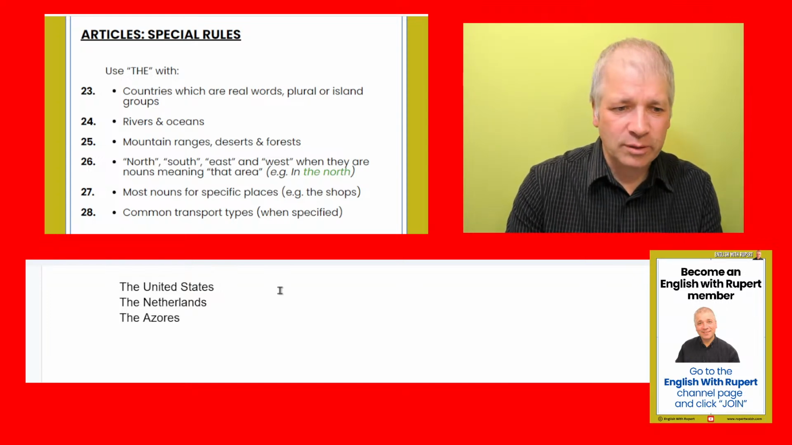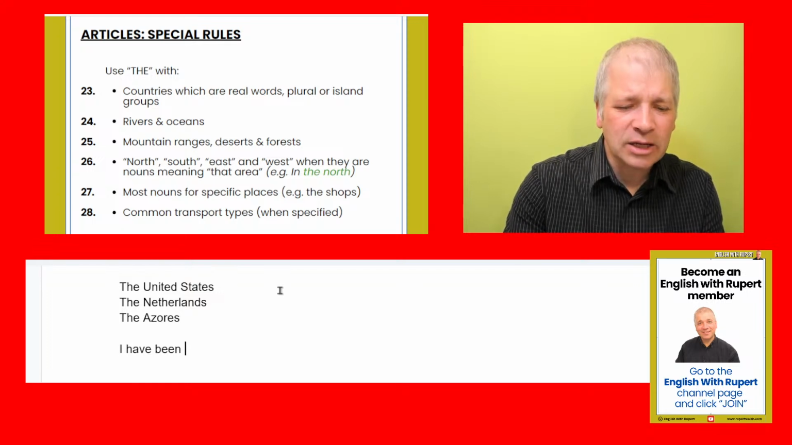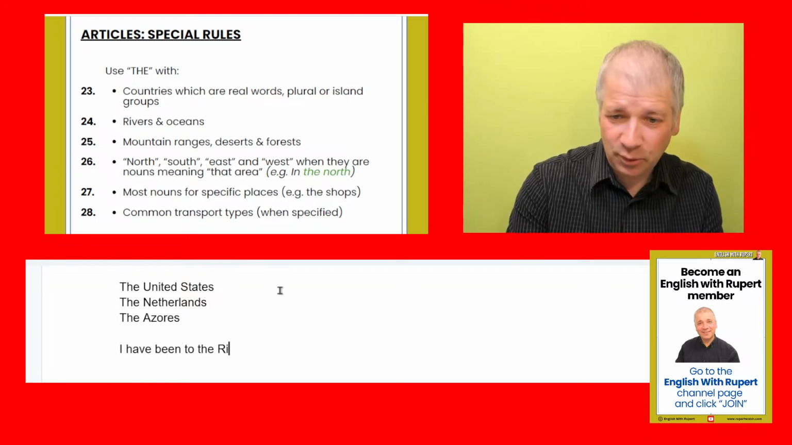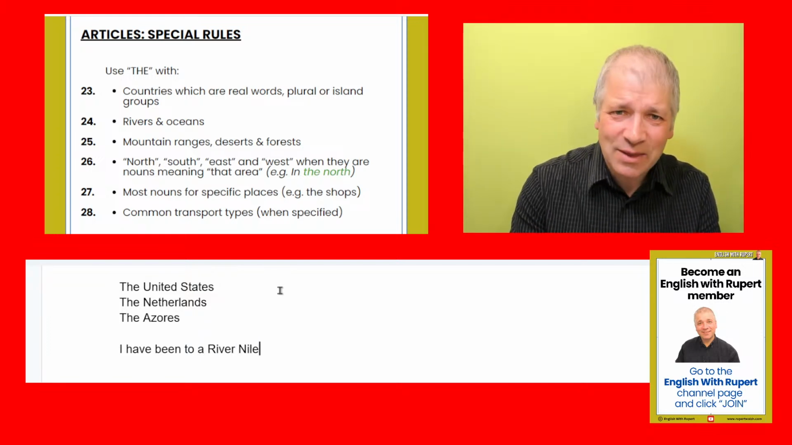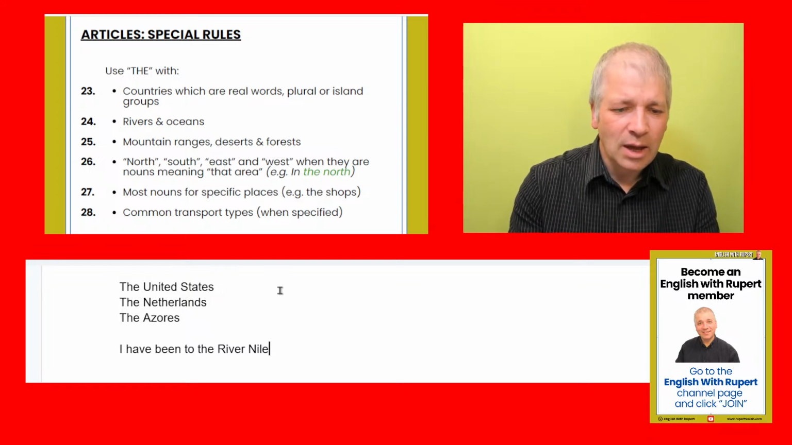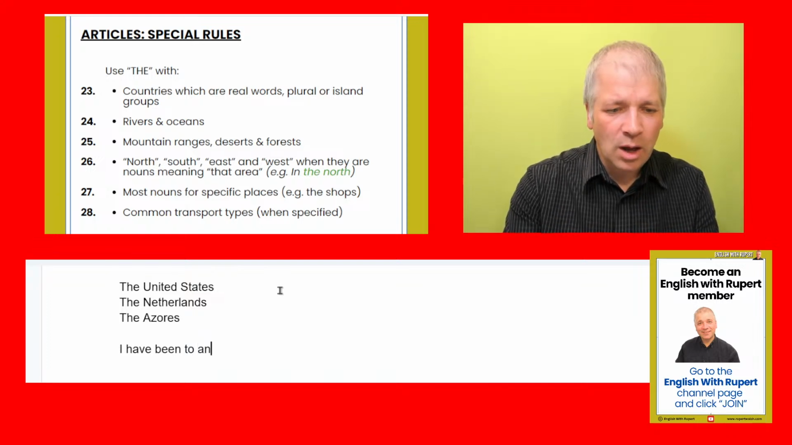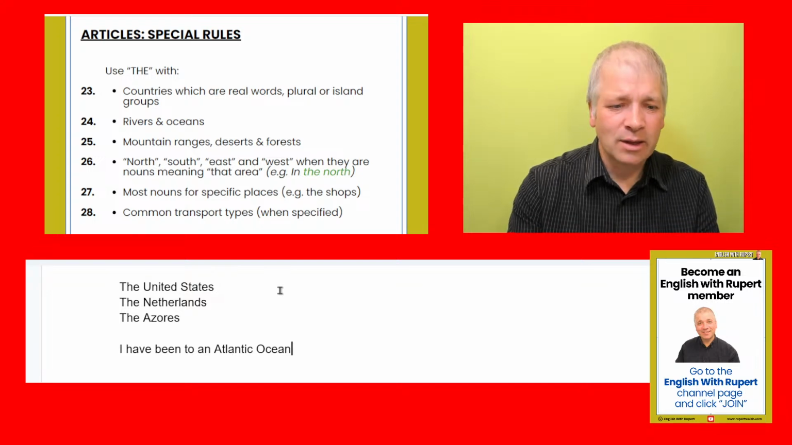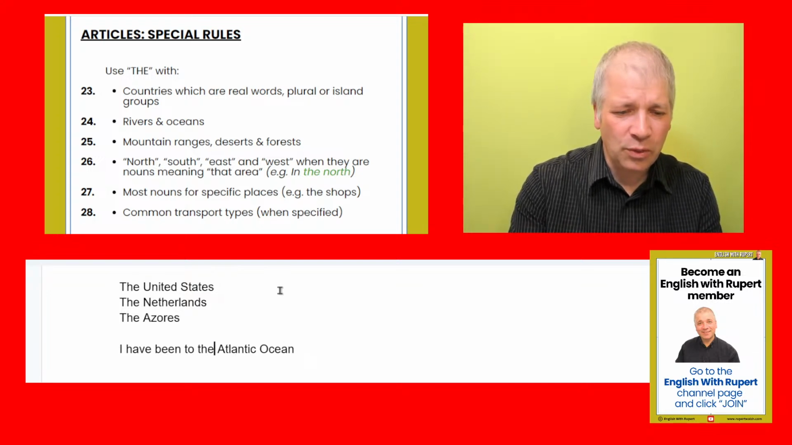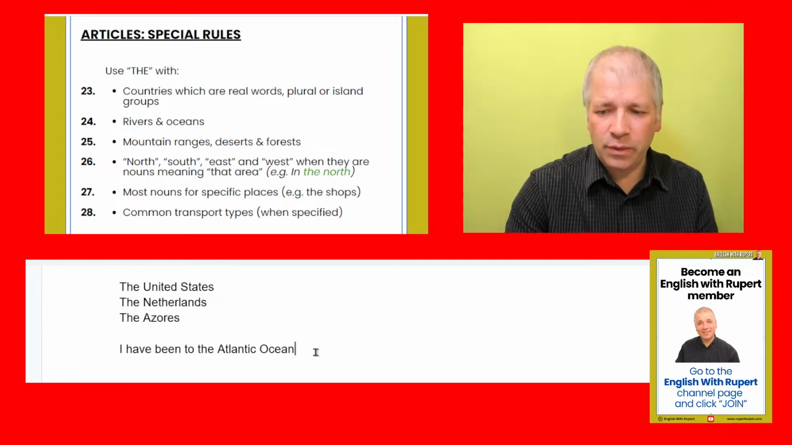Rivers and oceans. We would never say I have been to a river Nile. We'll never ever say that. We always say I have been to the river Nile. And the same with oceans. I have been to an Atlantic Ocean. Well, we'd never say this. We would just say I have been to the Atlantic Ocean. So rule 24, rivers and oceans use the.